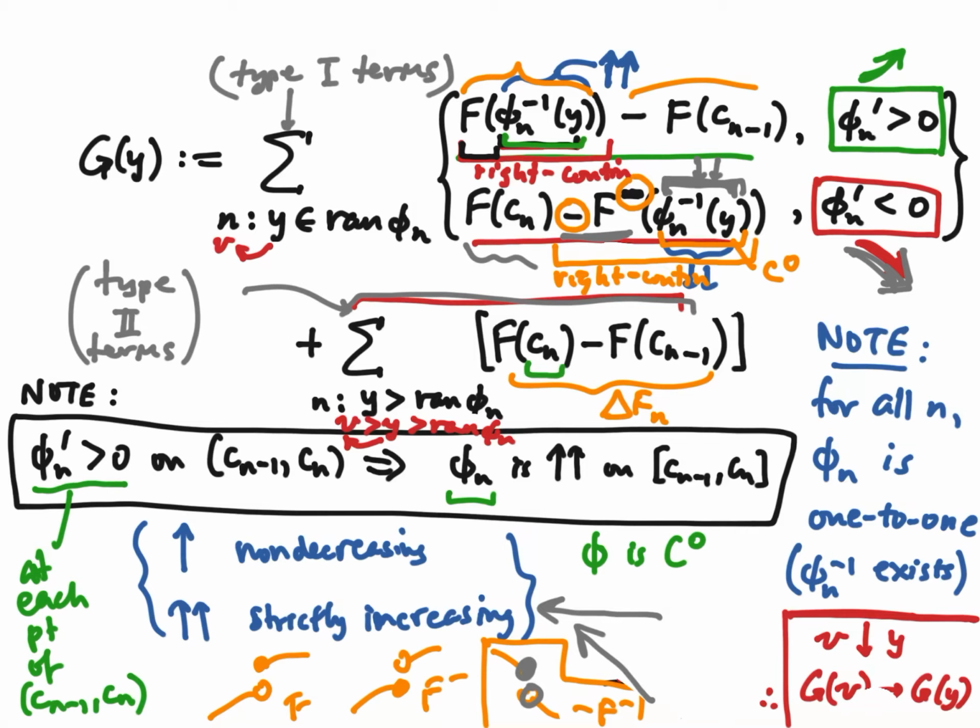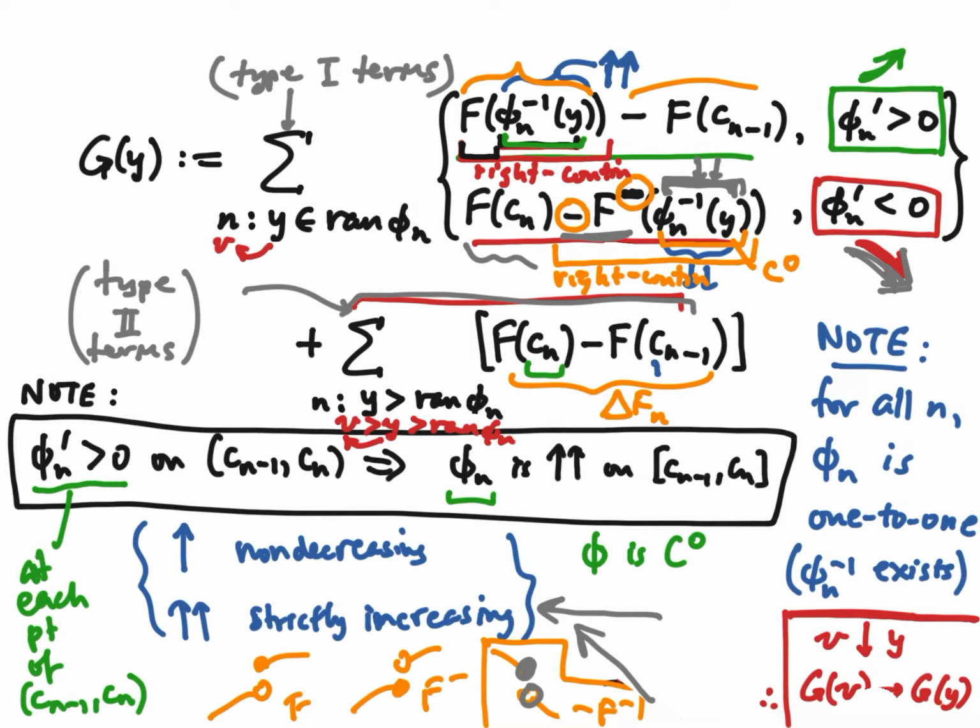Or what could happen is that maybe Cn minus 1 gets replaced with phi n inverse of Y. But again, that would be a continuous change. So essentially, if you make a decrease to Y, the type 1 terms are going to change continuously as long as you make a small enough change to Y. I'm talking about a very tiny change to Y, right? Basically all the type 1 terms are going to stay the same.